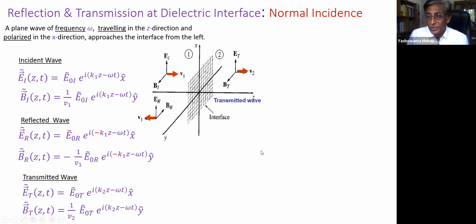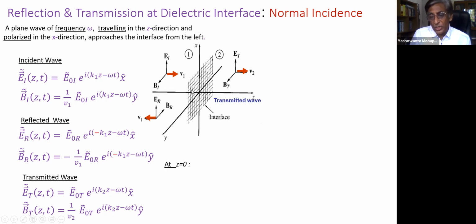Hence we can calculate whatever we want in terms of energy. We are especially interested in the fraction of the energy that comes through and hits the interface normally: what fraction of the intensity gets reflected, and what fraction of the intensity gets transmitted. Let's say medium 1 is air and this is glass. That's a typical air-glass interface.